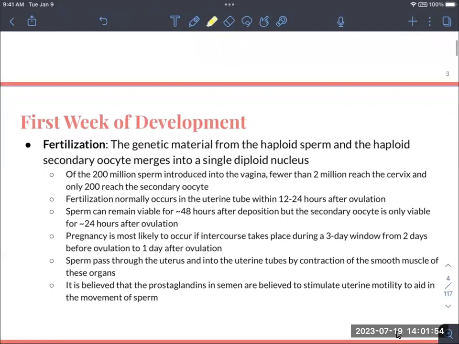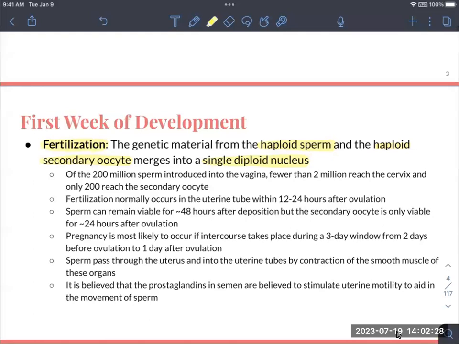So fertilization is when that haploid sperm and that haploid secondary oocyte come together and form that single diploid nucleus. Haploid meaning they have half the chromosomes of a normal cell. So that sperm has one half of the chromosomes, that secondary oocyte has the second half of the chromosomes, and they come together.